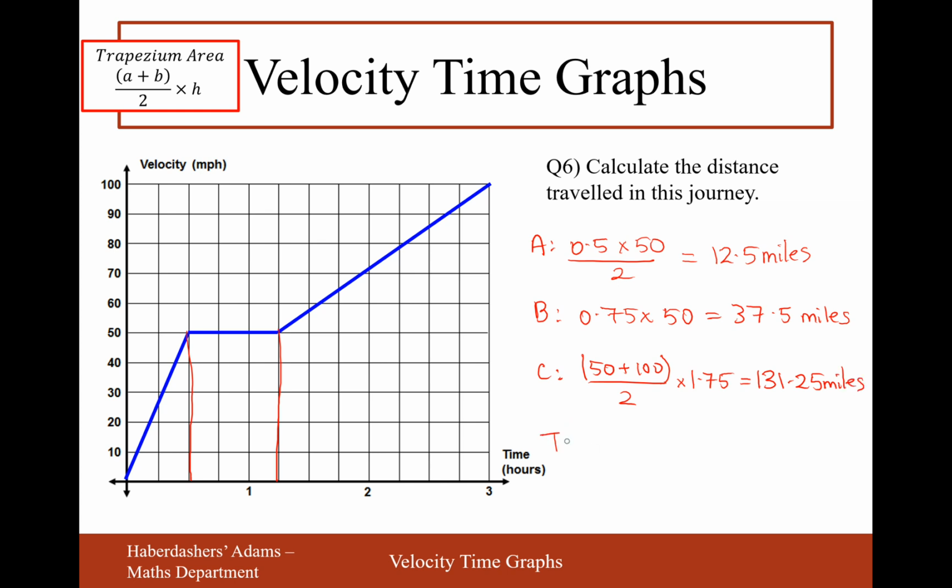So when we find the total, it's going to be 12.5, add 37.5, add 131.25 equals, so let's add the 3 results together, 181.25 miles.